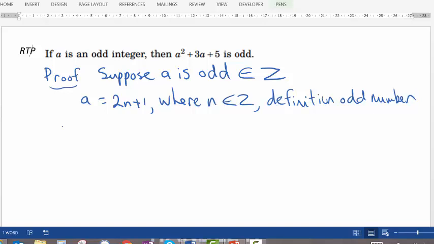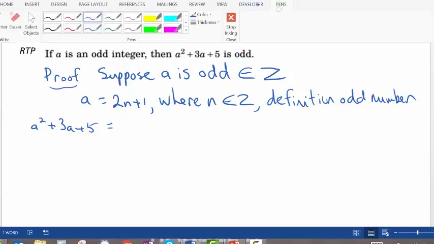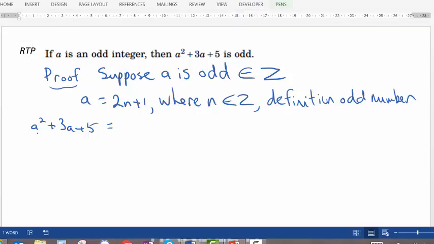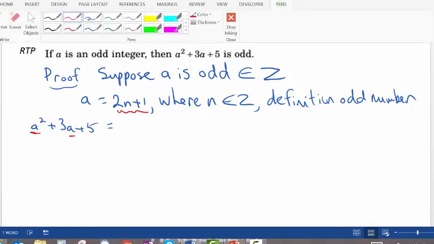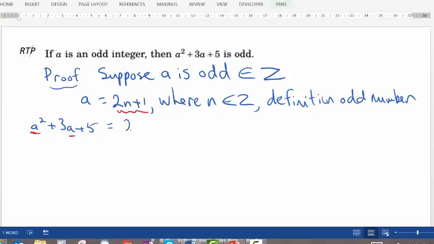So a squared plus 3a plus 5 equals, subbing in 2n plus 1 wherever we see a, so there and there will be replaced with 2n plus 1. We get 2n plus 1 all squared, 3 outside of 2n plus 1, plus 5.